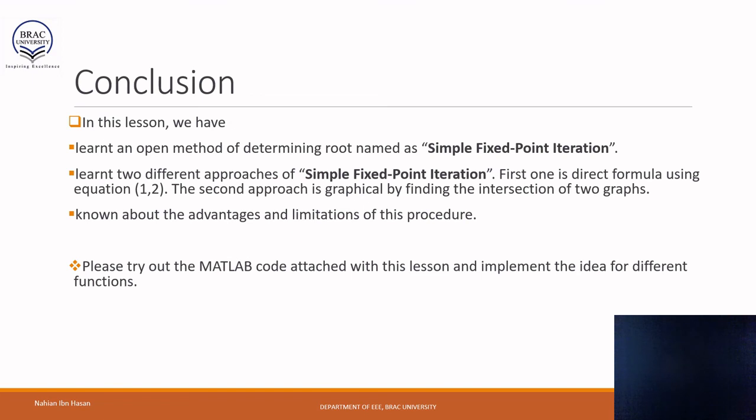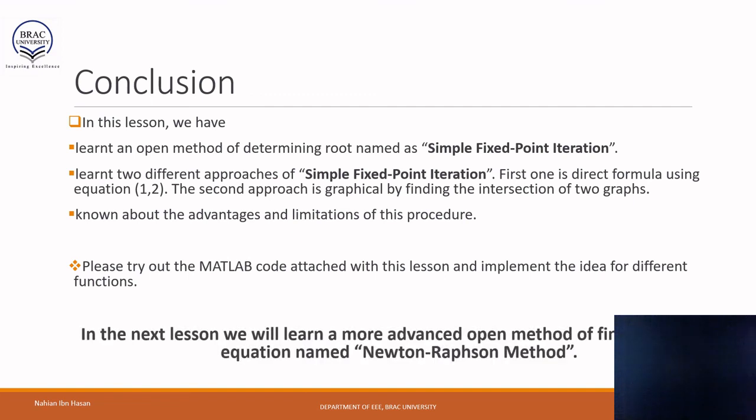So please try out the MATLAB code that I have attached with this lesson to implement the simple fixed point iteration. Try to understand the code, how the error is being propagated, how the convergence is assured, and how the divergence is checked. All of these things are specified in the MATLAB code. So please try out the MATLAB code. In the next lesson, we are going to try out a further improved method, the Newton-Raphson method, which is also an open method.